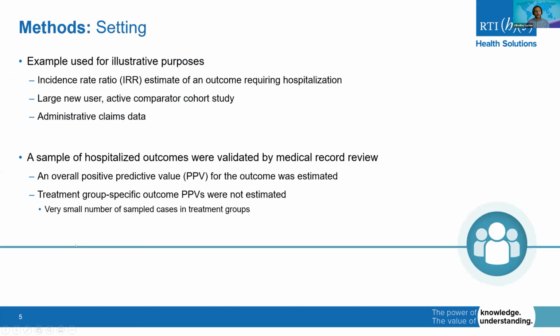So to illustrate this point, we used an observed IRR estimate of a hospitalized safety outcome taken from a large new user active comparator cohort study based in administrative claims data. A validation study of the outcome was performed by requesting medical records and review of them by an adjudication committee. But due to a very small number of sampled cases with available medical records in the exposure group, treatment group specific PPVs were not estimated. So we only had an overall PPV.